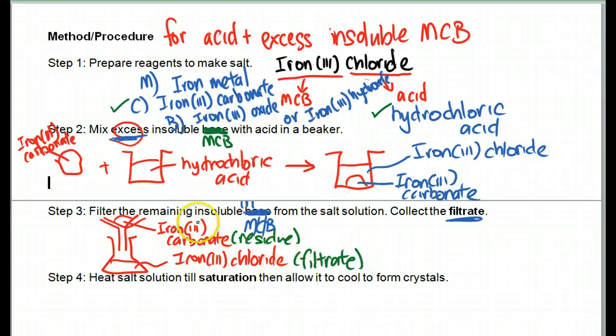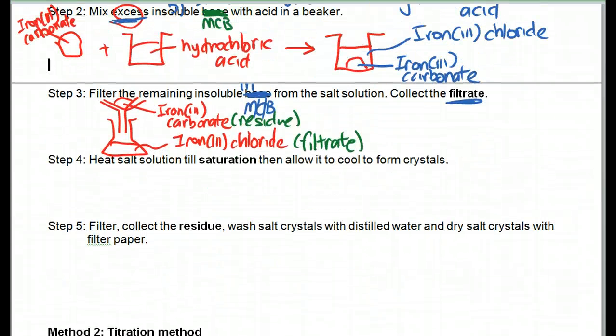Once you have filtered the remaining insoluble MCB from the salt solution, what will you do next? You will take the salt solution and heat it till saturation, then allow it to cool to form crystals. So you can realize that step 3 is your filtration, steps 4 and 5 are your crystallization. What we are doing here is crystallization.